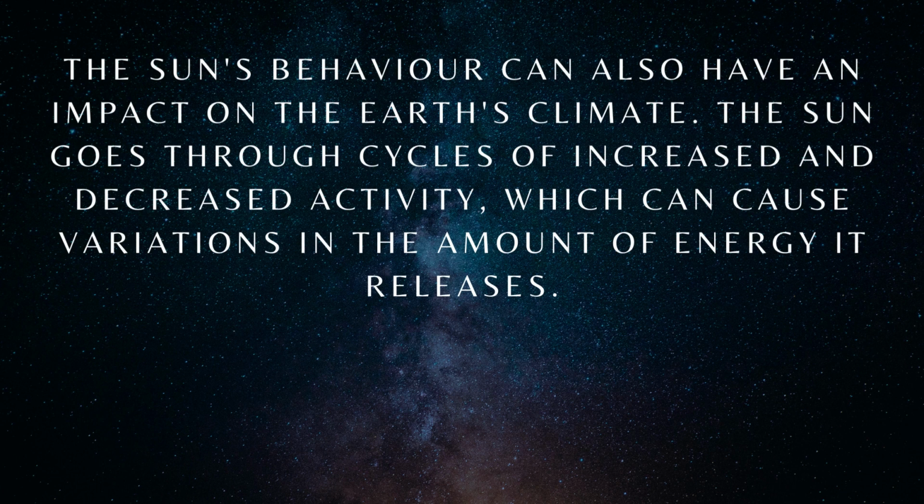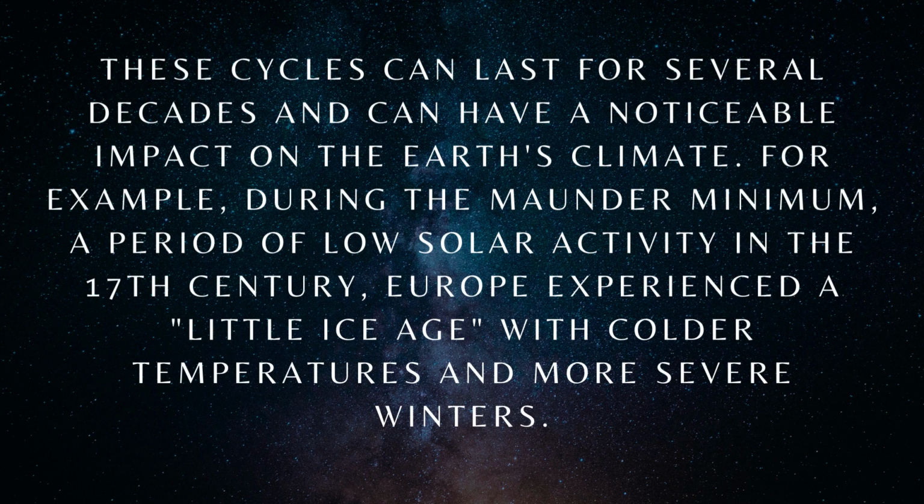The Sun goes through cycles of increased and decreased activity, which can cause variations in the amount of energy it releases. These cycles can last for several decades and can have a noticeable impact on the Earth's climate. For example, during the Maunder minimum, a period of low solar activity in the 17th century, Europe experienced a little ice age, with colder temperatures and more severe winters.